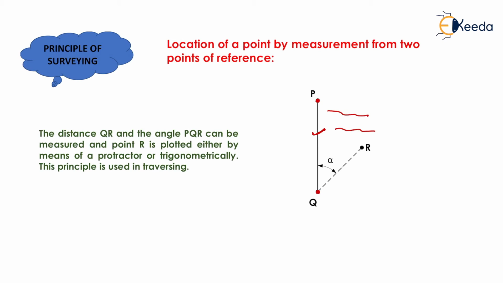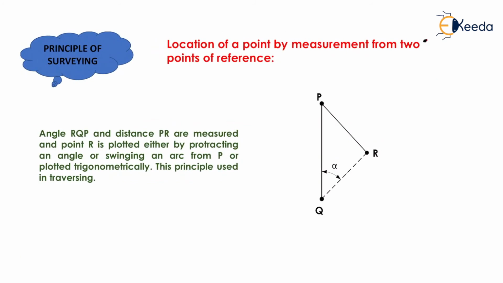But from Q station we can easily measure the distance QR as well as the angle alpha. We will measure the angle alpha as well as distance QR and we will plot it on our sheet. When we mark a line at an angle of alpha and when we cut this line to the corresponding distance of the ground, that is QR, we will get our third point, that is R. Now this method is commonly used in traversing.